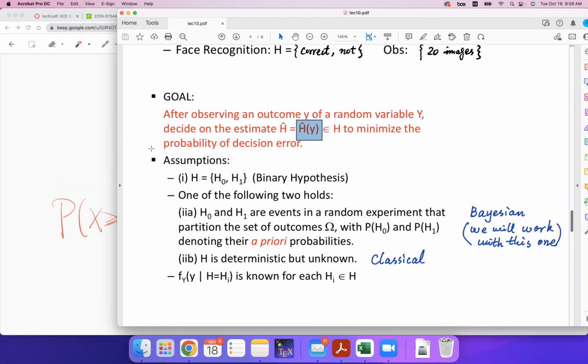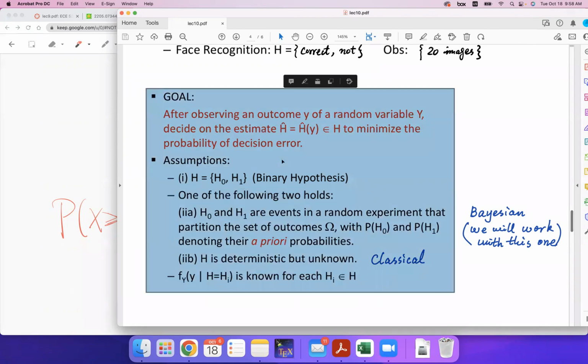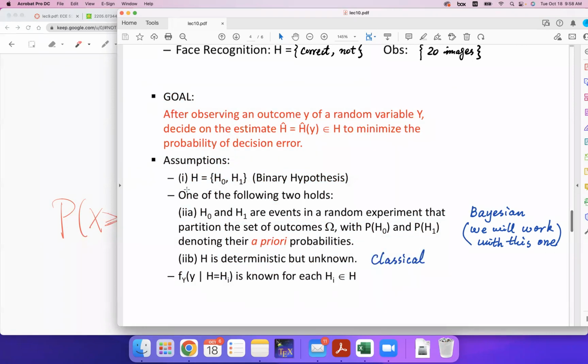So this is the basic setup of binary hypothesis testing. We assume we have two possible hypotheses. Of course, you can extend this to an arbitrary number of hypotheses, but the basic case is the binary case. And then let's assume that, in this course, we will take this assumption.